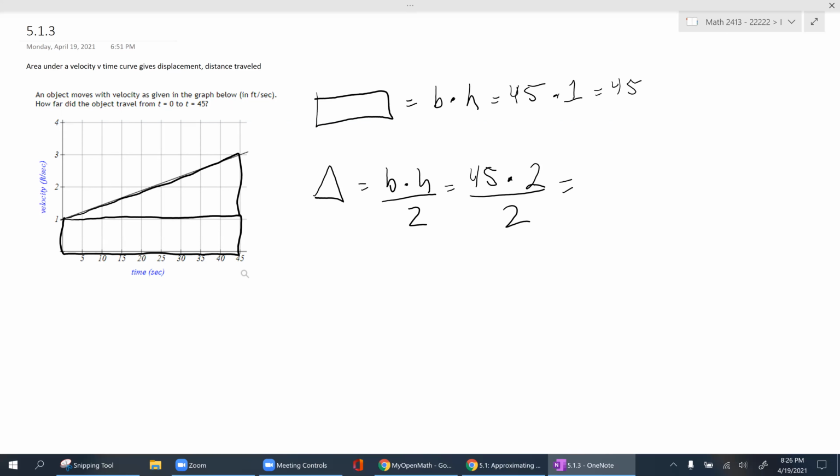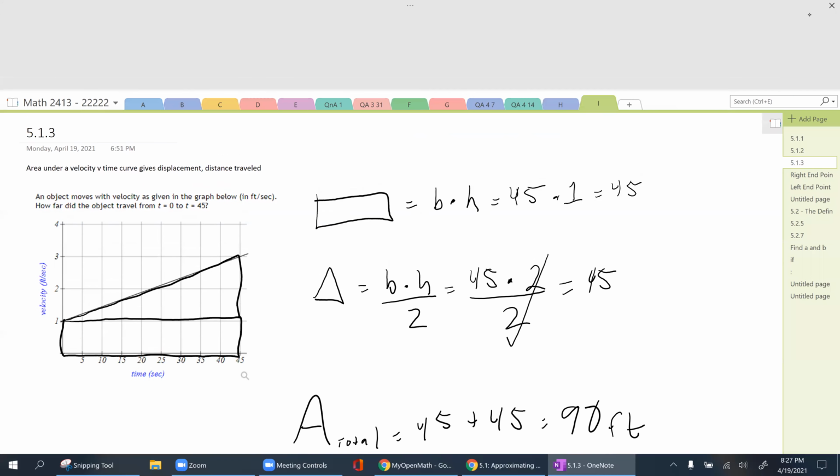90 divided by 2, or these two cancel out, giving me 45, meaning the total area is 45 plus 45, which equals 90. Since velocity is in feet per second, the total distance traveled by this object is 90 feet. Pretty neat, huh? Pretty awesome.